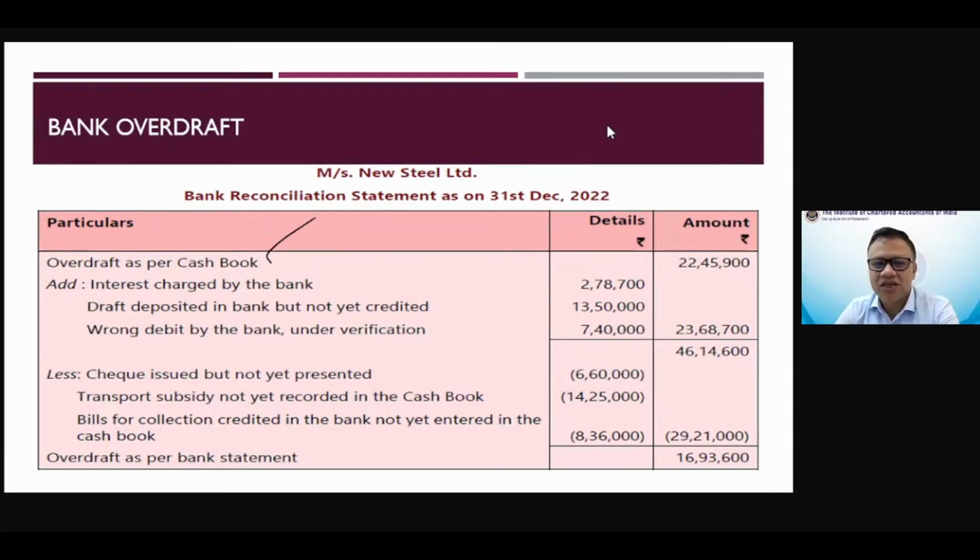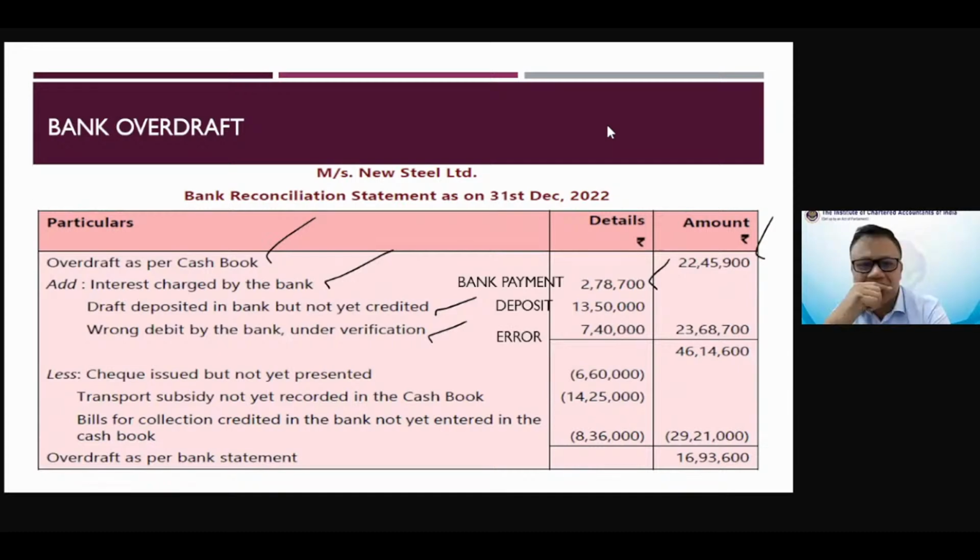Now what you did is you took the overdraft, and added the interest charged by the bank, because when there is an overdraft as per cash book, you add all the bank charges. Then draft deposited in bank but not yet credited is similar to check deposited but not yet credited. You are adding it here; it's a deposit. Now the error, as I said, has been done by the passbook, and you have to accept that error because you are going to the overdraft as per bank statement. So you add it up.